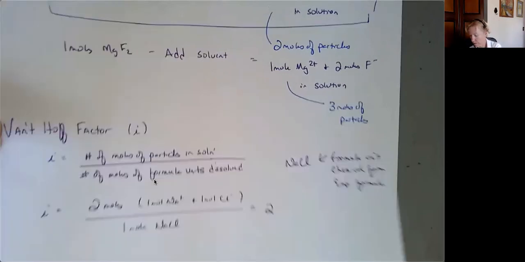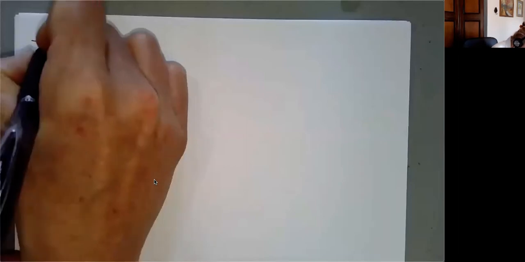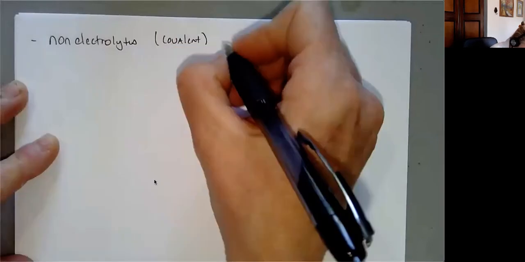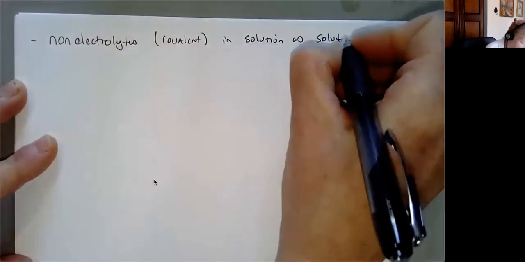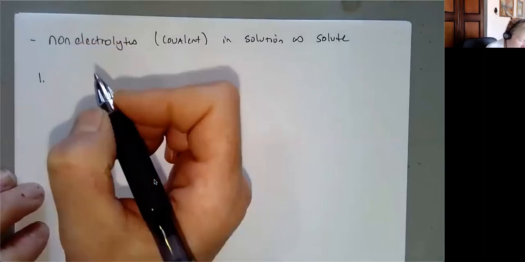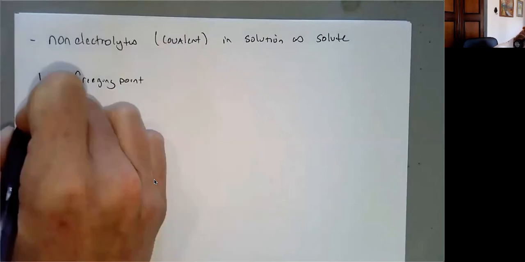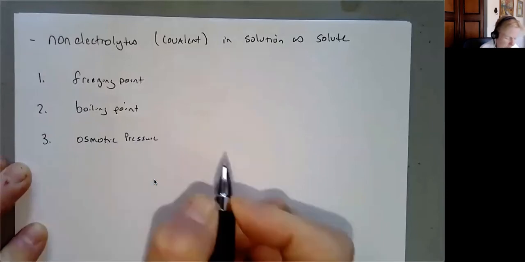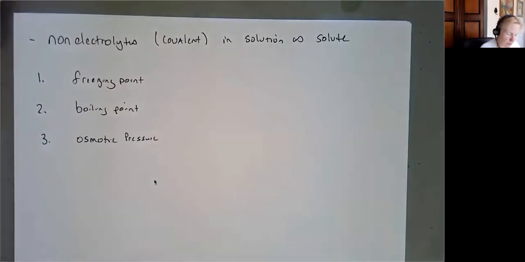So now we're going to look at 2 colligative properties. We're going to assume right now that we're dealing with non-electrolytes, and then we'll come back and look at electrolytes. So these are going to be covalent molecules in solution as my solute. I'm going to look at freezing point and boiling point, and also osmotic pressure. We'll come back to osmotic pressure. So let's look at freezing point and boiling point.